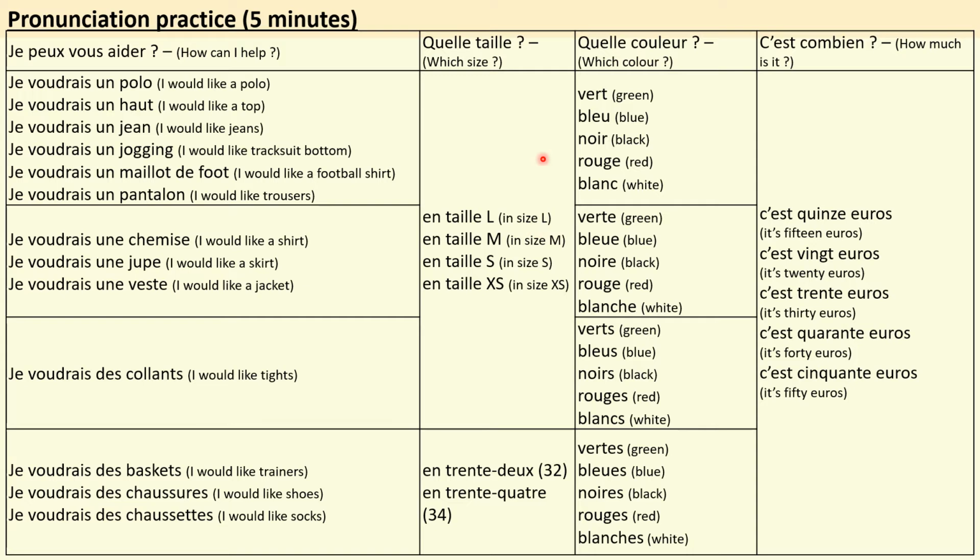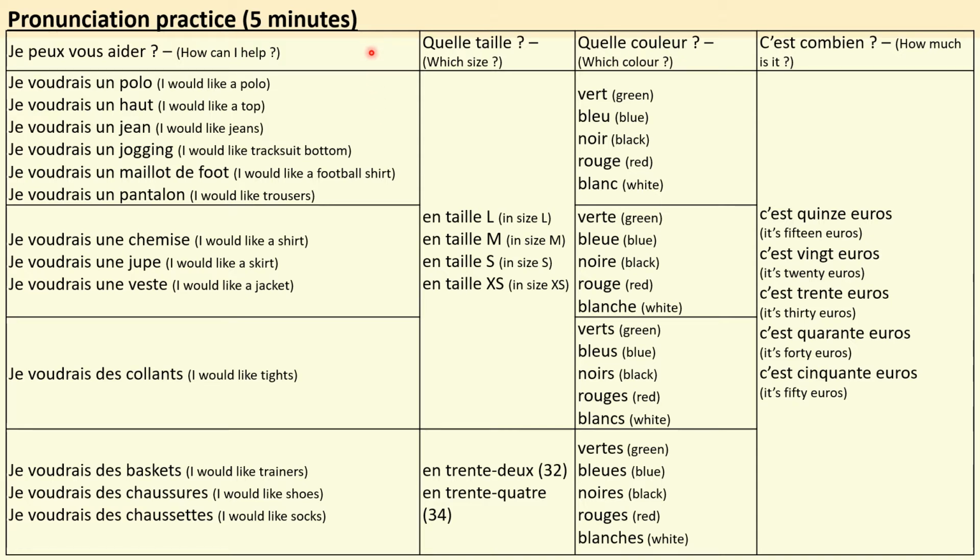Okay, you'll see for the size as well, we have this shoe size, so en 32, 32, en 34, 34, they're the European sizes. Okay, and then the final question, c'est combien? How much is it? And then you're going to say it is the price and then the euros. C'est 15 euros. Okay. Let's just practice these questions and a range of answers. We use the new vocabulary more so than the clothes vocabulary, which you're quite comfortable with now.